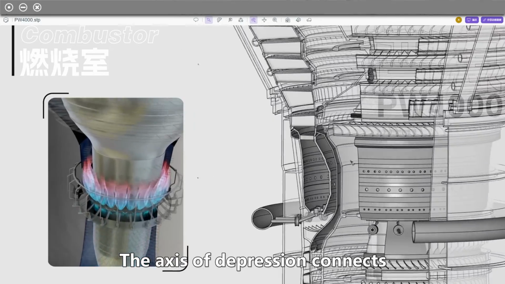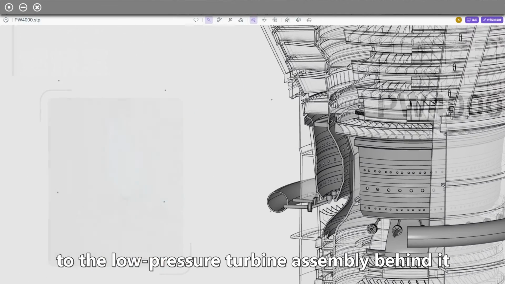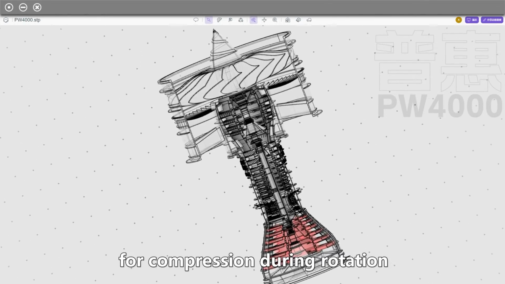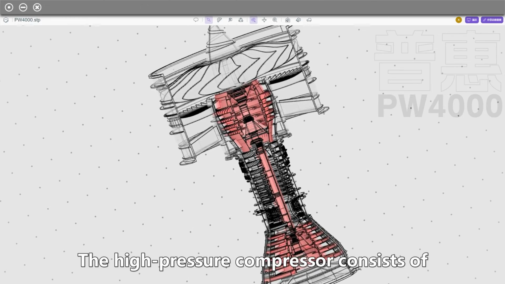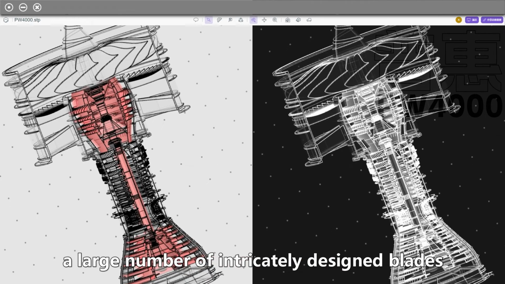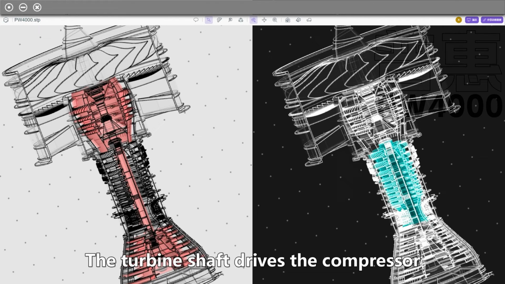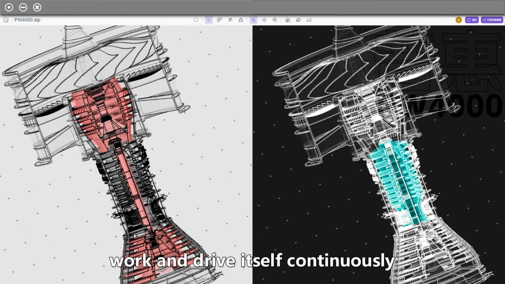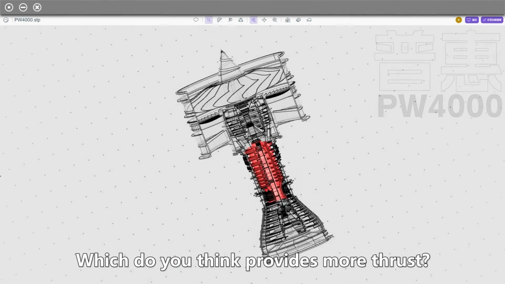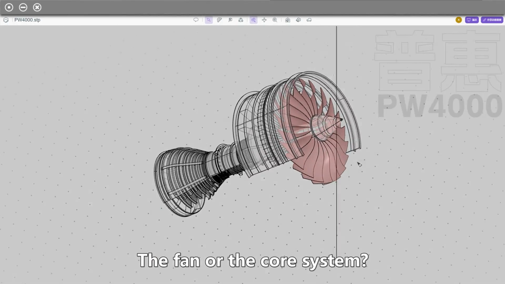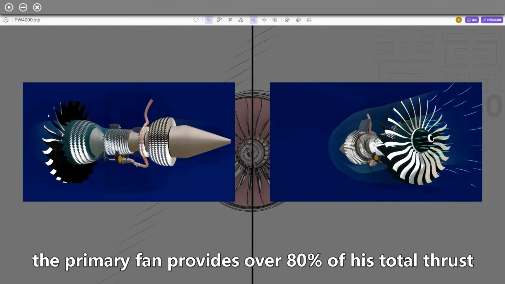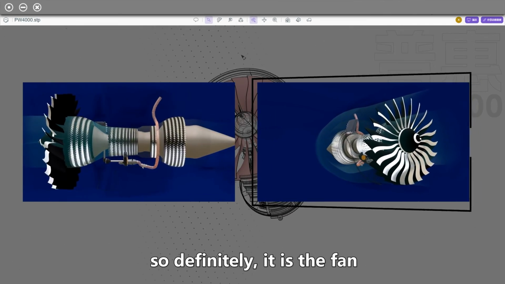The shaft connects the low-pressure compressor assembly to a low-pressure turbine assembly behind it, which provides the mechanical energy required for compression during rotation. The high-pressure compressor consists of a large number of intricately designed blades that further compress the air. The turbine shaft drives the compressor to rotate together to suck air, compress, burn, work, and drive itself continuously. In addition, there's a large fan, which provides more thrust. Take the PW4000: the primary fan provides over 80% of its total thrust, so definitely it's the fan.